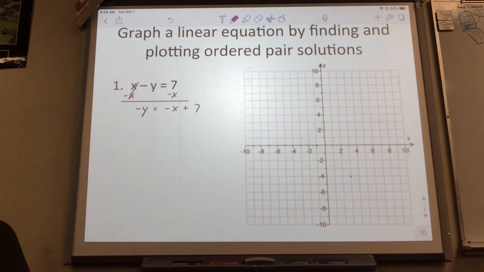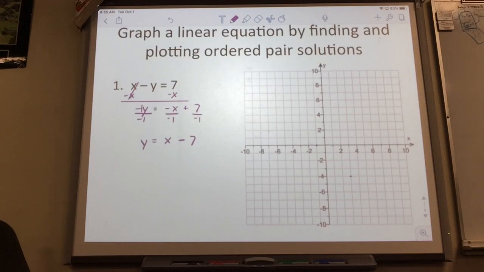Okay, y is not alone yet, so we need to divide everything by a negative 1. There's a negative 1 before the y, so to get rid of that, we're going to divide everything by negative 1. Dividing by negative 1 is the same thing as just flipping every symbol. So you could also do it that way. So y equals, now that's a positive x, minus 7, or plus negative 7, some of you like to write.